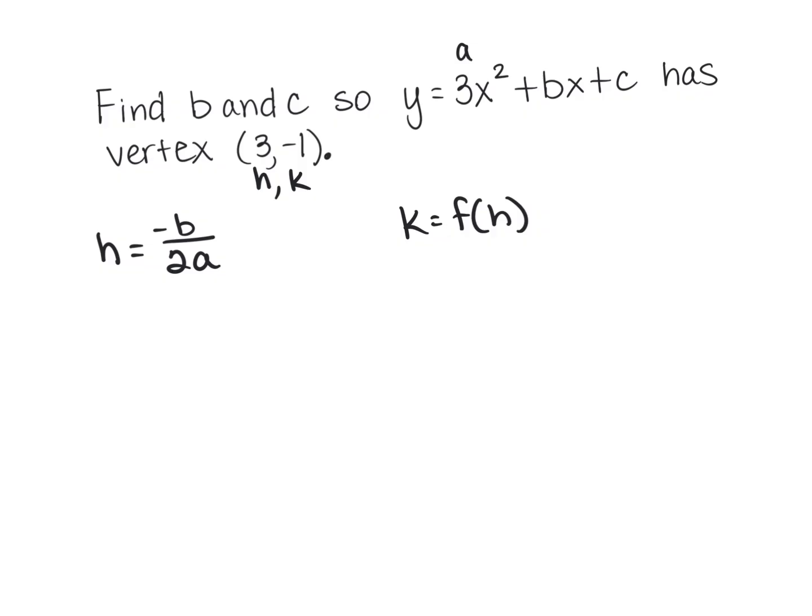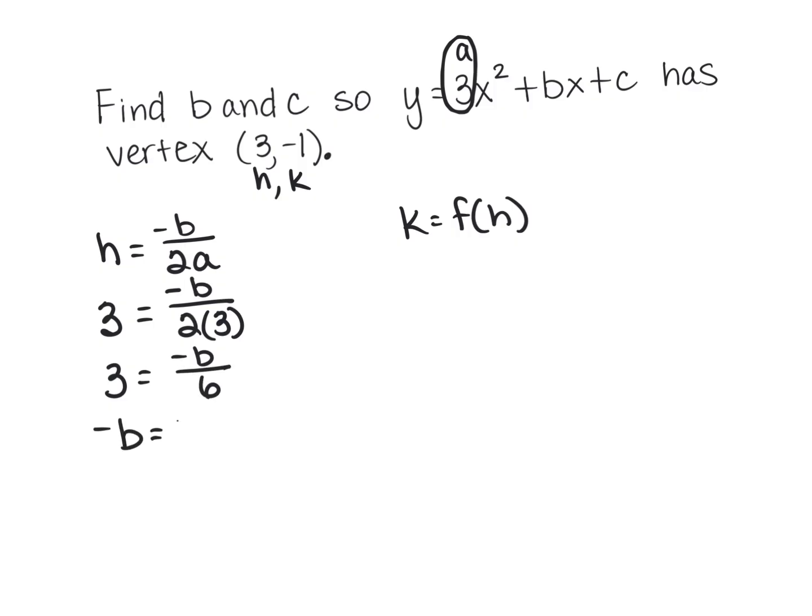All right, so I'm given the h value of 3. It tells me that my vertex is located at 3, -1, so instead of h, I'm substituting in that 3. Now, I do not know what b is, so the negative b has to stay. And I do know what a is. A is the number 3 given in this original equation up here. So this gives me 3 is equal to negative b over 6. So negative b then is equal to 18. So b is going to be the number 18.